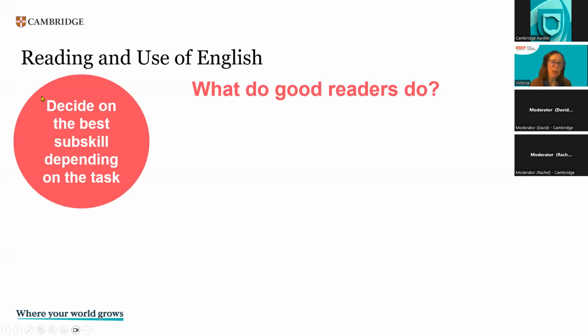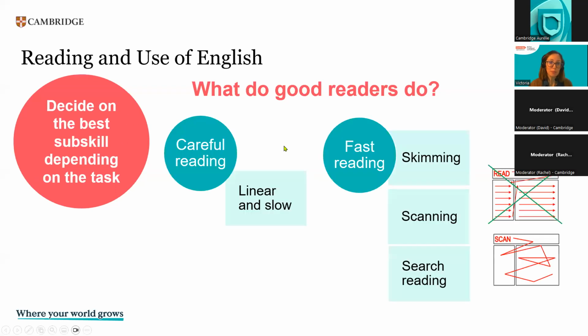You were mentioning reading quickly, reading carefully, scanning, skimming. Yes, I think the key is to be able to decide on the best sub-skill depending on the task. Indeed, there will be times when you will need to read carefully, but some of the times you will need to read quickly to get a general idea of what the text is about, or to try to identify where specific information is being mentioned. So really, the crucial aspect is to decide on what reading sub-skill to use.